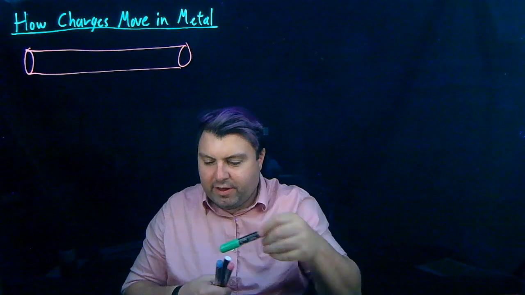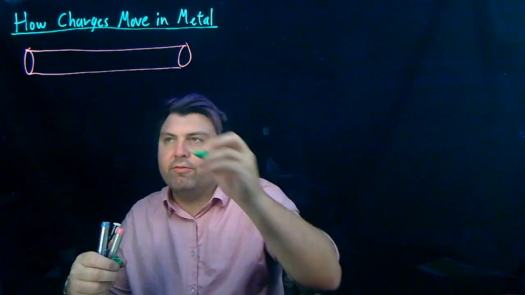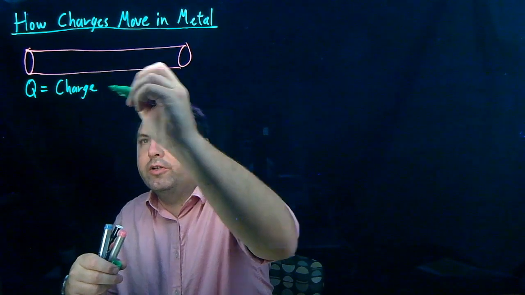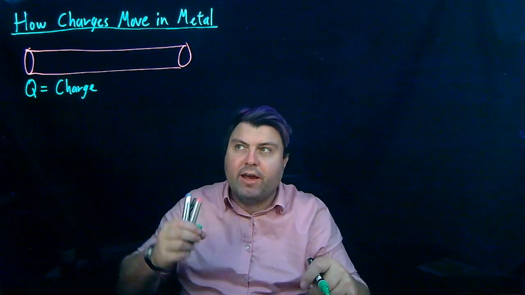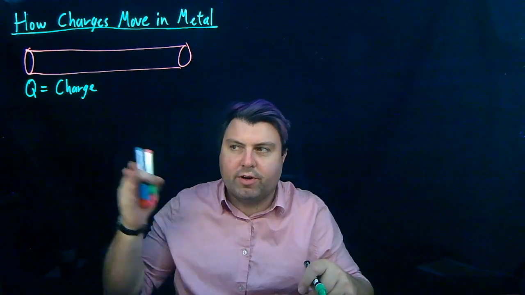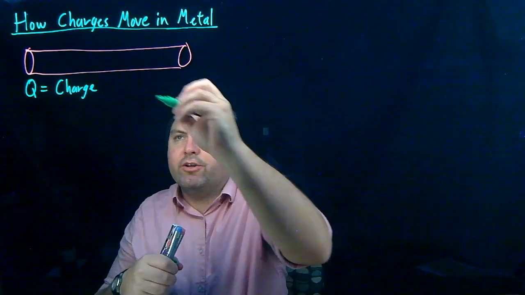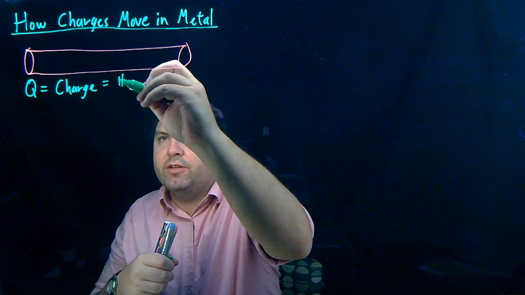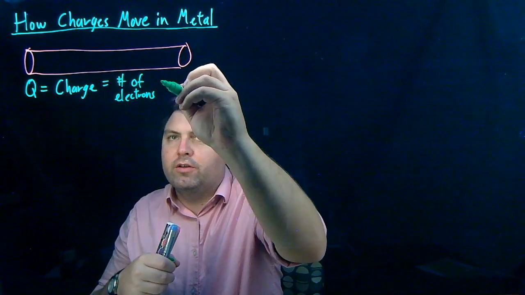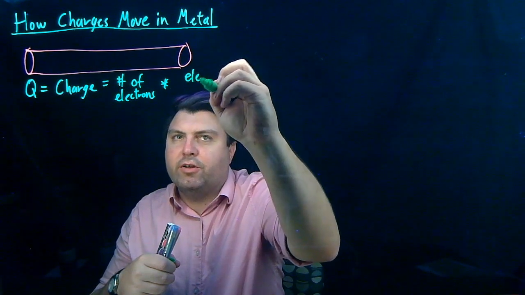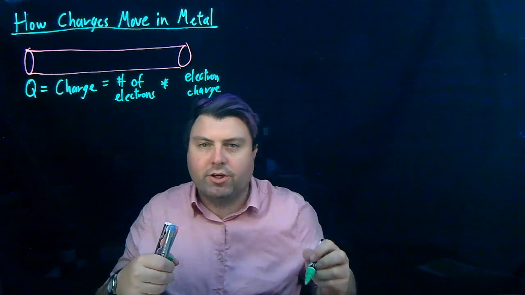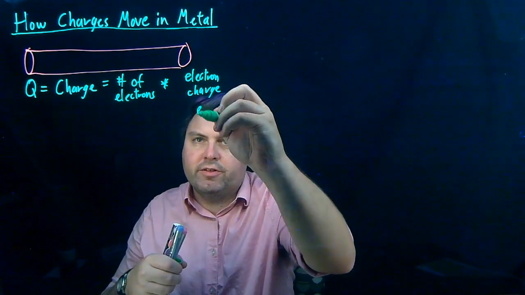And we might be thinking about some amount of charge moving through it. So we might call Q the charge. Now, in a metal, we know that charges are the electrons, and the electrons are what moves through the metal. So our charge in this case is going to be just the number of electrons times the electron charge. Well, we know what the electron charge is. We use that as E.